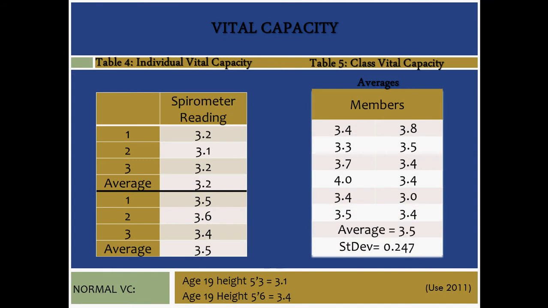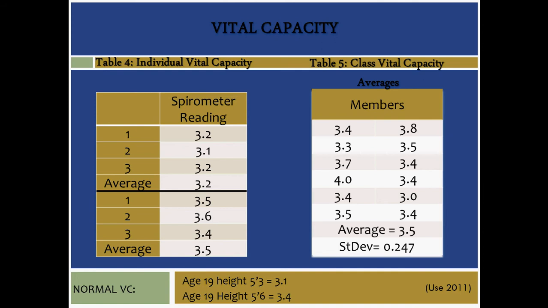Vital capacity is the total exchangeable air in the lungs. As instructed in the lab procedure, the vital capacity of each group member was calculated with a spirometer 3 times. The averages were taken and the data lie in Table 4.